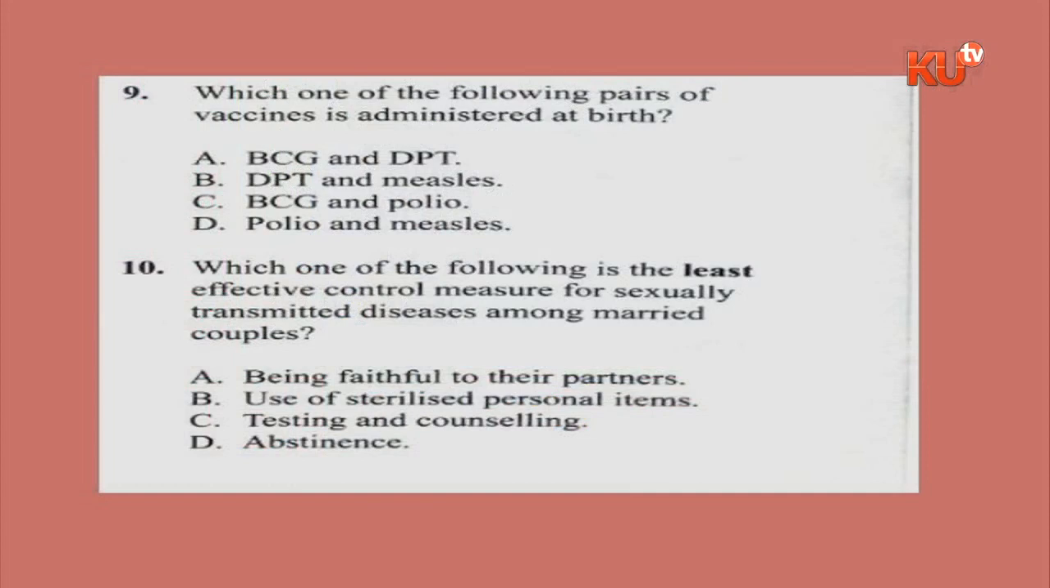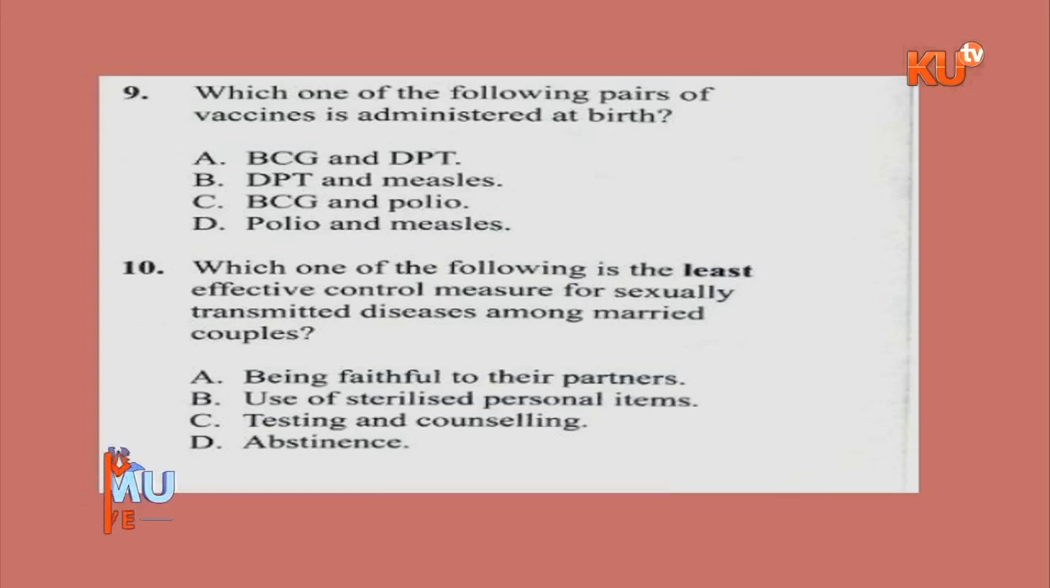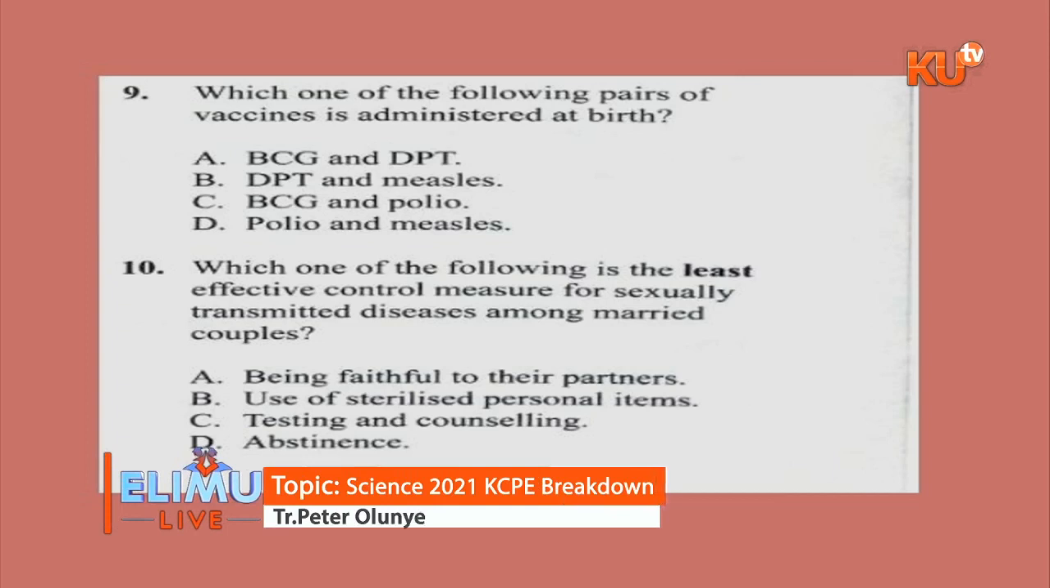At birth. Now, at birth, if you look at that table, boys and girls, we don't have DPT at birth. So any choice that has DPT, you are supposed to remove. So let's go to the question and remove all the choices that had DPT. Choice B, we are going to remove choice B because choice B has DPT and measles. We are going also to remove choice A because choice A has BCG and DPT. So you remove DPT, and you remain with choice C and choice D. But look at choice D.